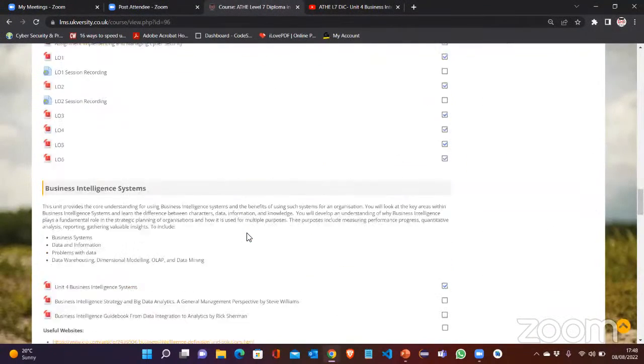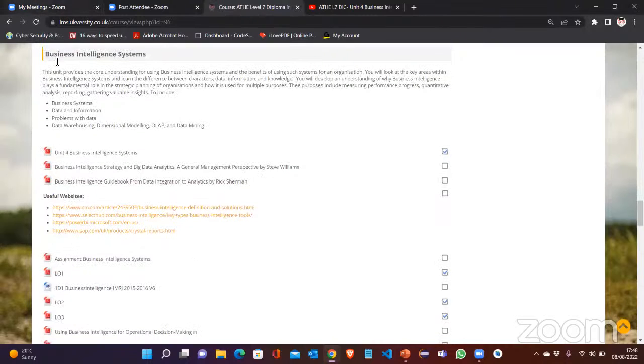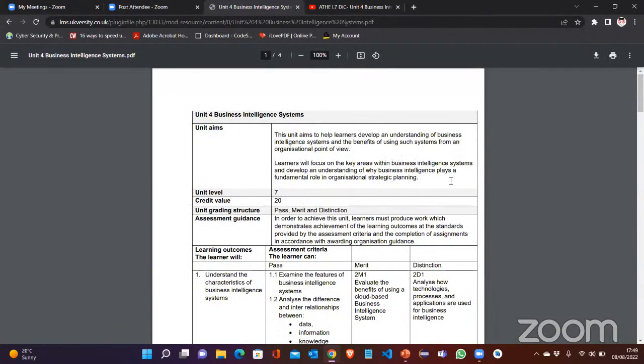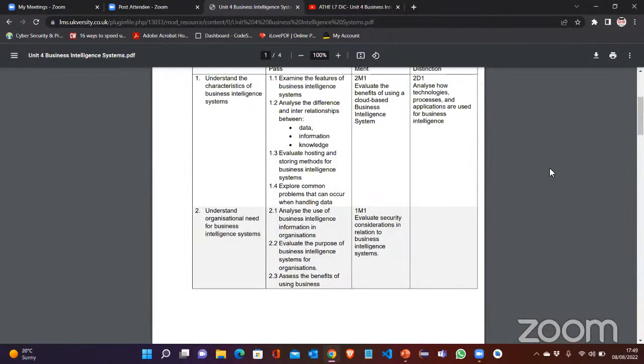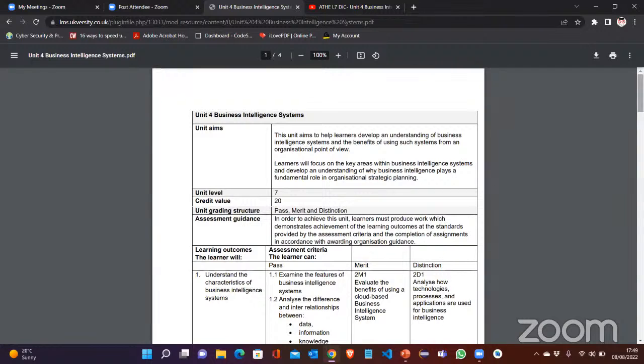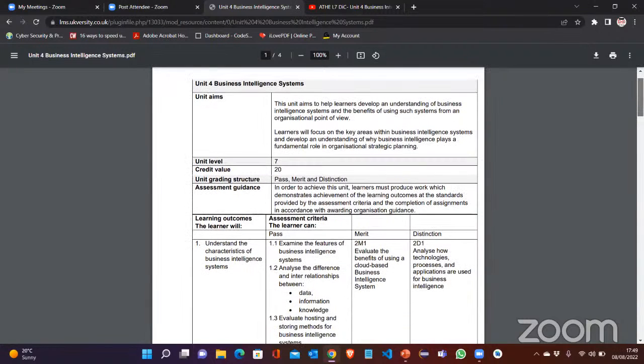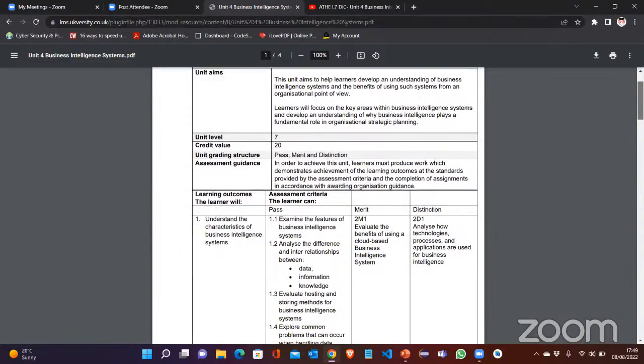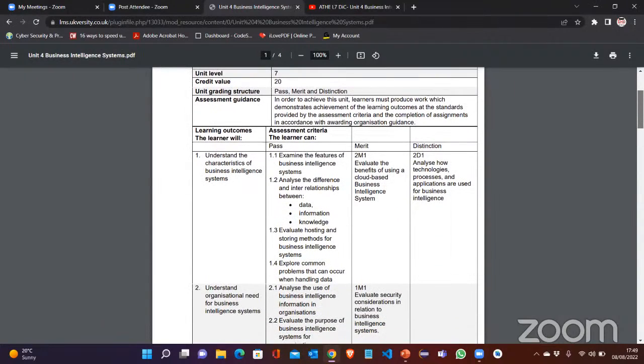Okay, so today we start a unit, which is Business Intelligence Systems, BI. Since we start a new unit, as we all know, we will have a unit aim. The unit has 20 credits, and the way the student will be assessed is by completing an assignment, which is graded with pass, merit, and distinction grade.